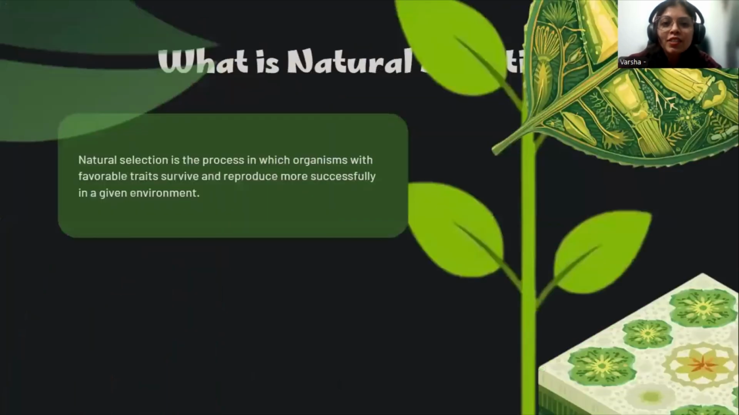First, let's understand what natural selection is. Natural selection is the process in which organisms with favorable traits survive and reproduce more successfully than others in a particular environment. Because these organisms survive and reproduce more, their traits are passed on to the next generation more. Over many generations, these beneficial traits become more common in the population.